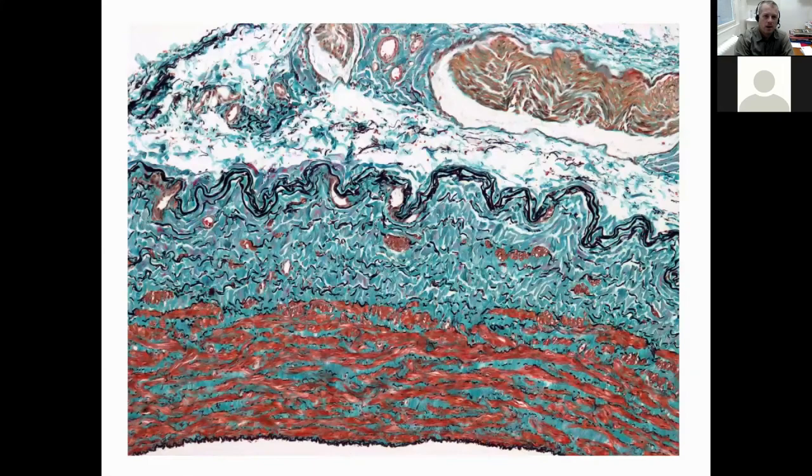This is already a vein. It's a pretty muscular vein, a deep vein of the lower extremities. The reddish stuff here is smooth muscle, but can you see how thick the adventitia is here, and how the smooth muscle is intermingling with the green collagen? So there's definitely much more collagen than in arteries.